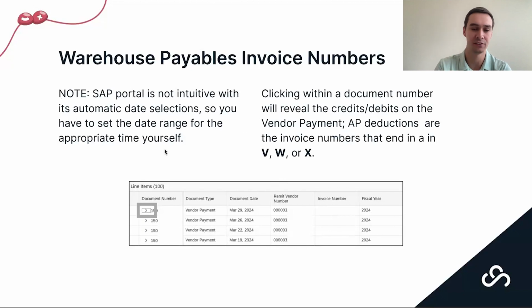The date selection is a good point here too. You will have to set your appropriate date ranges. It's not going to load data automatically, so keep that in mind. The longer a date range you pick, of course, the longer it's going to take to load, but it's usually pretty responsive. And not to keep banging on the same drum, but AP deductions, which are our main focus today, are going to be the invoice numbers that end with a V, W, or X. So keep an eye out for those.